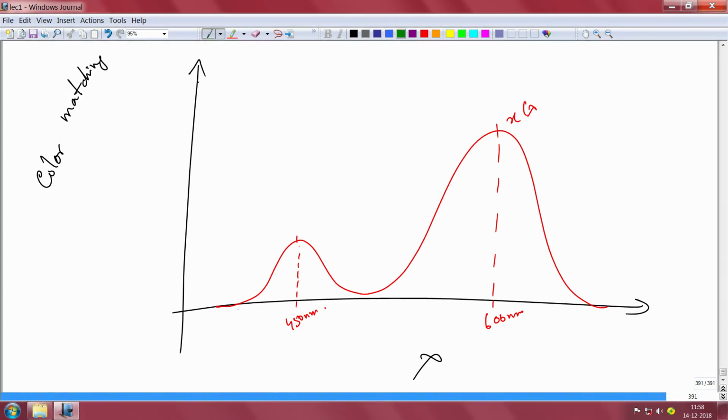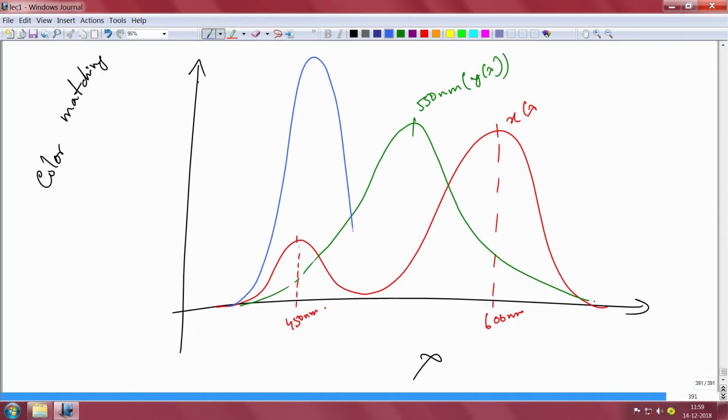Then y will probably be something like this, and the peak of y will be around 550 nanometer. Red, green and blue, of course. And then you have z of lambda, which is basically 1 minus x minus y. Z of lambda will be something like that, and this peak will be around 450 nanometer maybe.